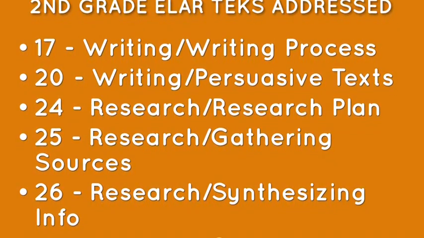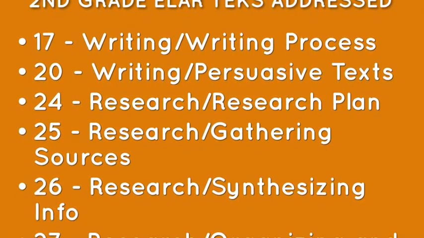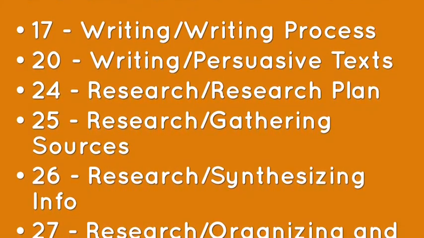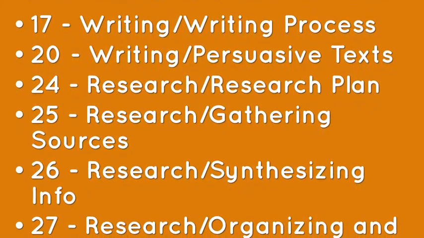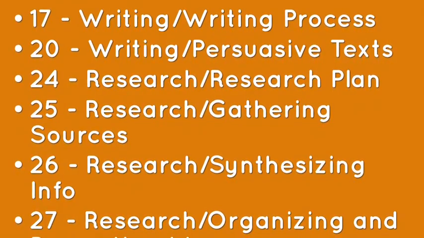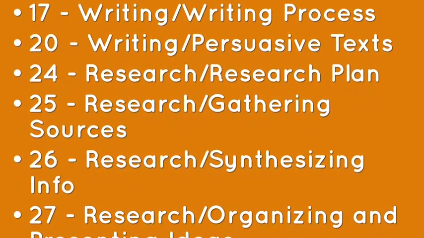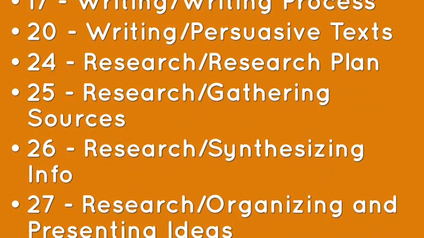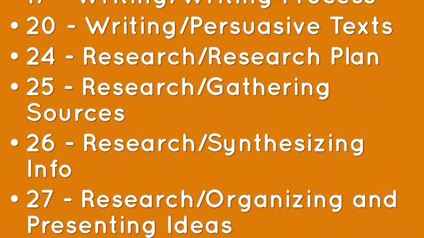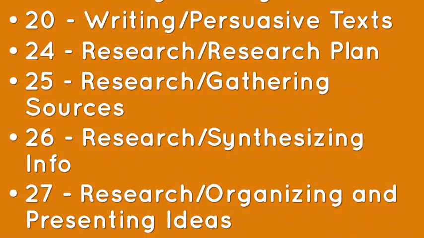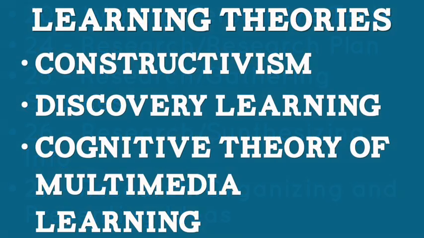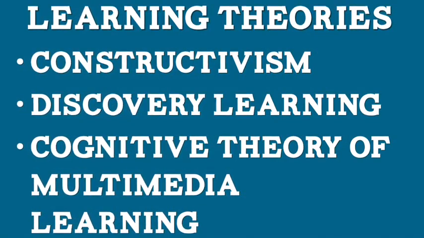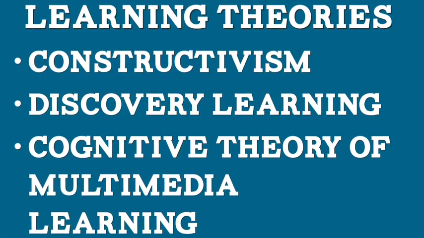In completing this project, several learning objectives are going to be addressed. Students are working on writing and their writing process, making sure that they have correct grammar, spelling, punctuation, etc. They're paying attention to persuasive elements in writing their persuasive reasons why the animal wouldn't be a good pet. They're researching and having a research plan. They're gathering information, conducting their research. They're synthesizing the information that they find, and then they're organizing and presenting their ideas. This project incorporates elements of several different learning theories: constructivism, discovery learning, and the cognitive theory of multimedia learning.